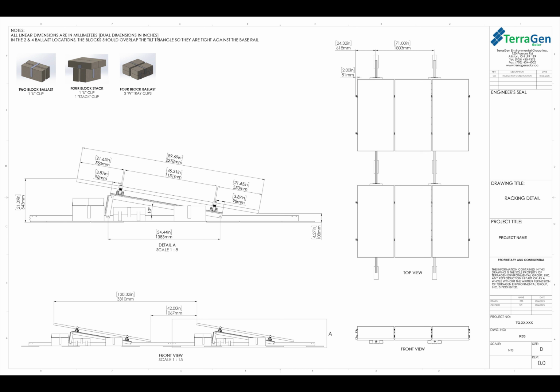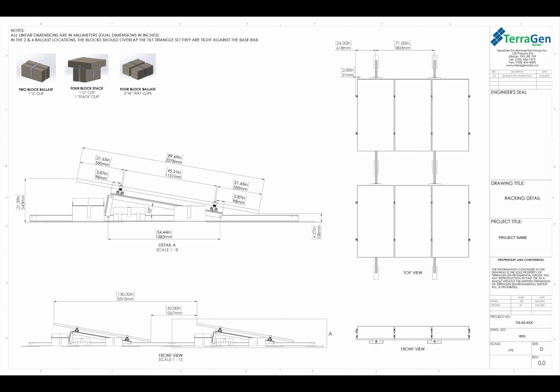On detail A, there are quite a few different dimensions here. We give you from the bottom of the rubber pads to the bottom point of your module. We also give you from the bottom of the rubber pads to the top point of your module. The 54.44 inches noted in the middle of the detail, that is your tilt assembly hole spacing. These holes are already pre-punched in your base rails and do not need to be done on site.